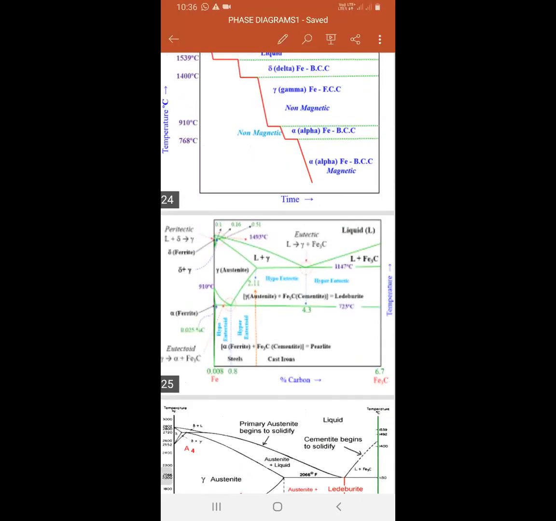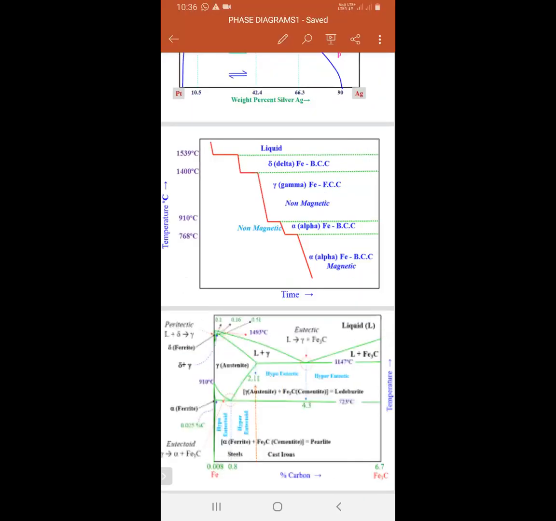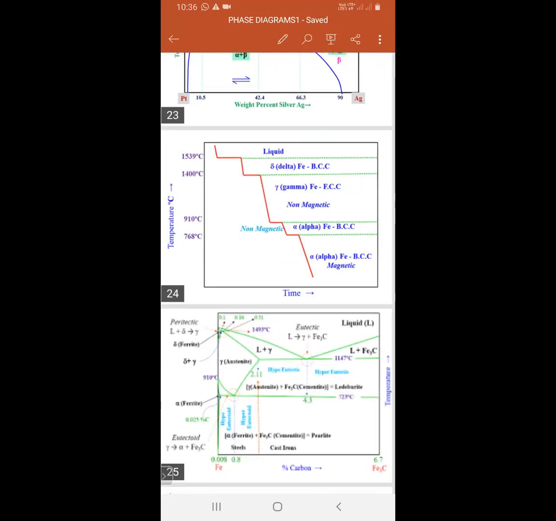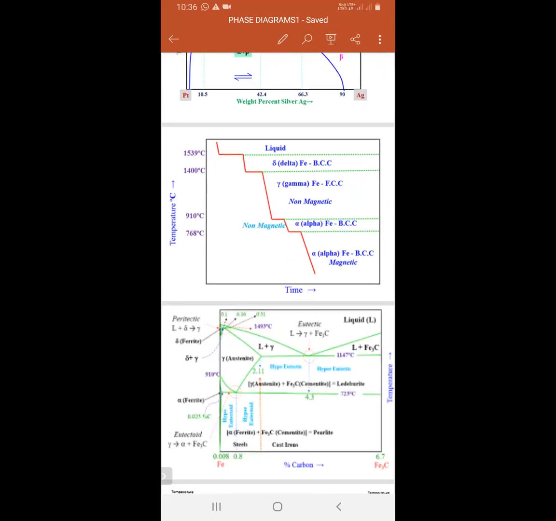Before explaining this iron carbon diagram, first we have to discuss the cooling curve for the iron carbon diagram. See here, the cooling curve of the iron carbon diagram is very, very important.